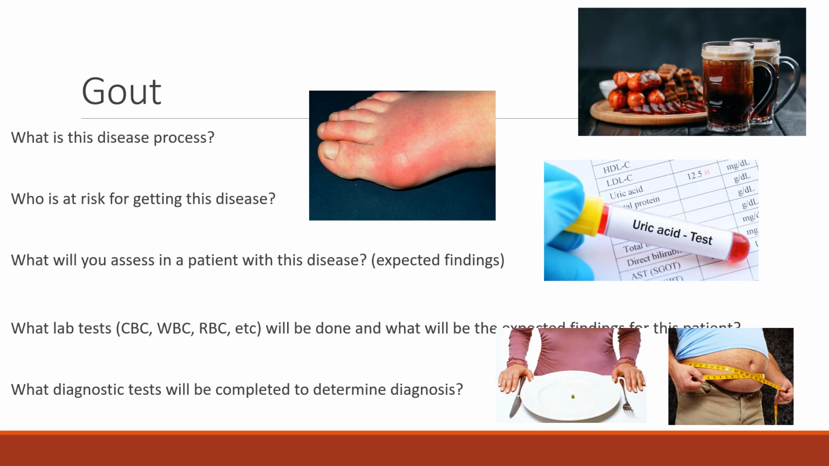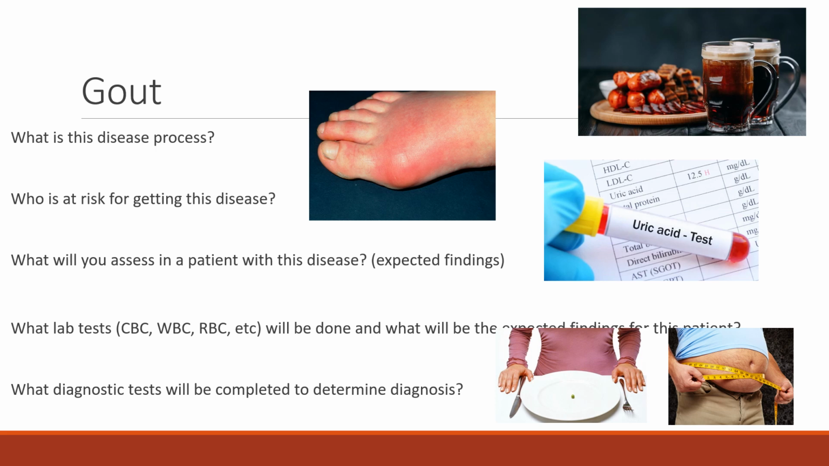Risk factors. This used to be called the rich man's disease. And you can see up here that we've got some nice looking beers and some nice, carcinogenic meats, some expensive meats there. It's called rich man's disease because these are the things that are going to have purine in them.